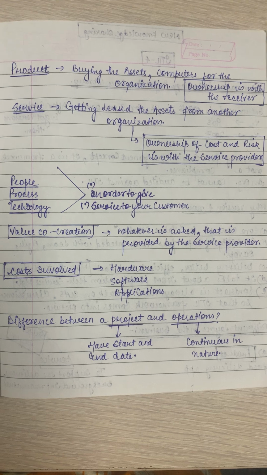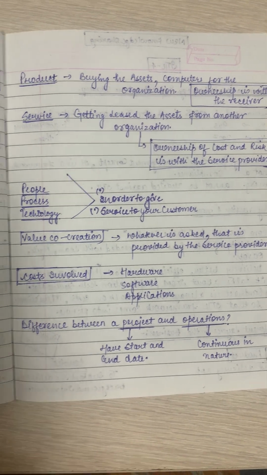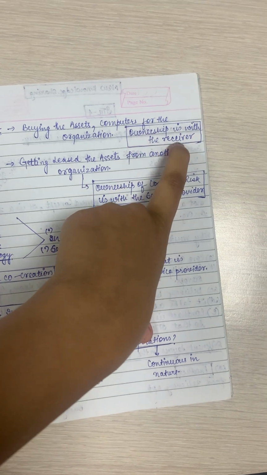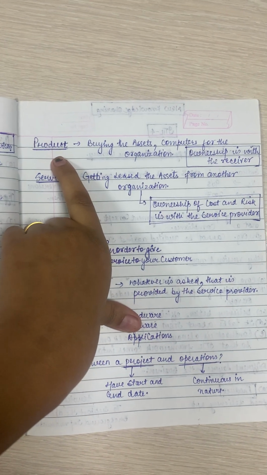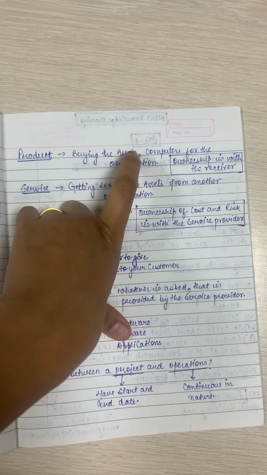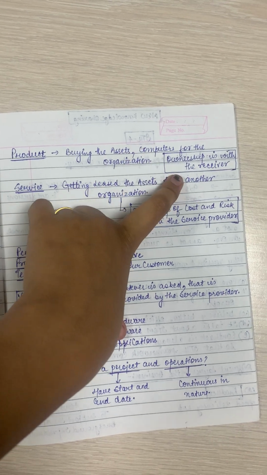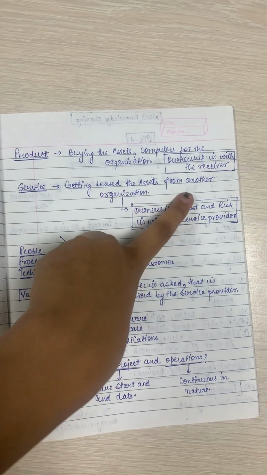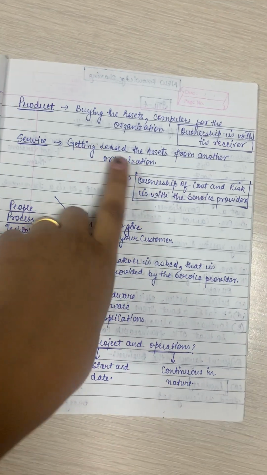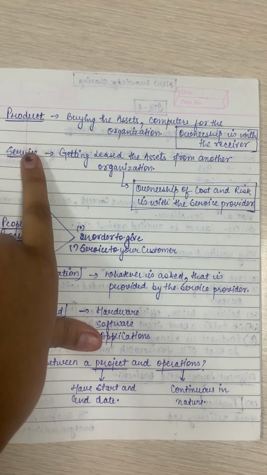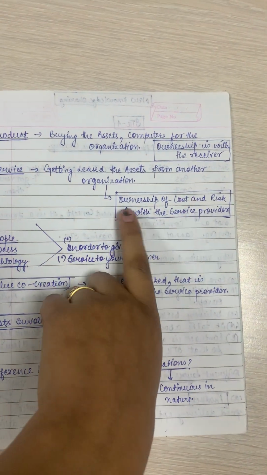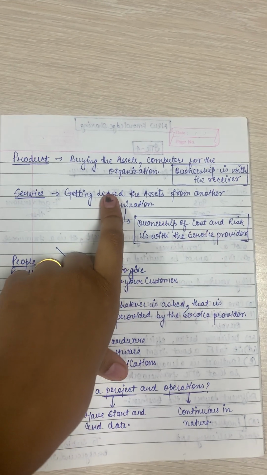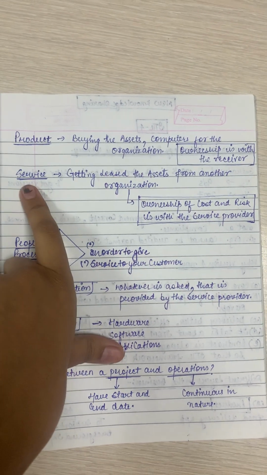Buying assets, computers for the organization, will be considered a product, because here ownership is with the receiver, because you have received it, right? So you have purchased it. This is the asset. Computer is the asset. So whatever happens, you are responsible for it. Service: getting assets leased from another organization will be termed a service, because ultimately the risk and the cost is associated with the service provider, not with you, because you have leased it, you have not purchased it. That's why it's service.